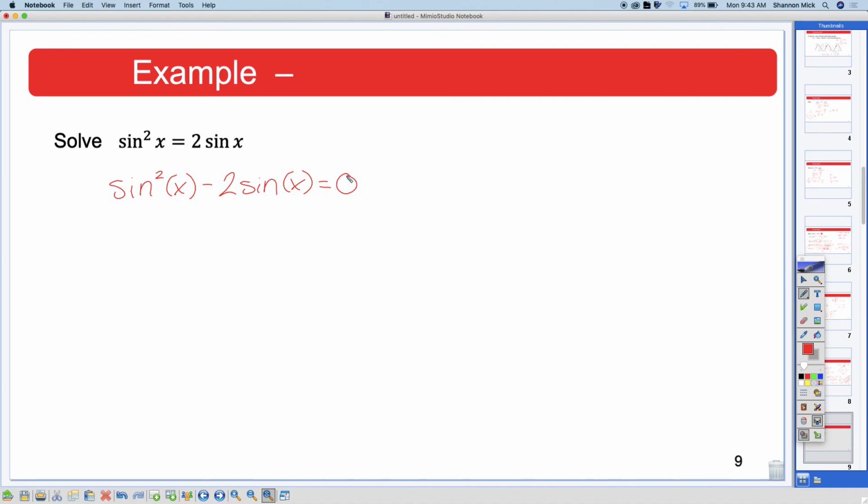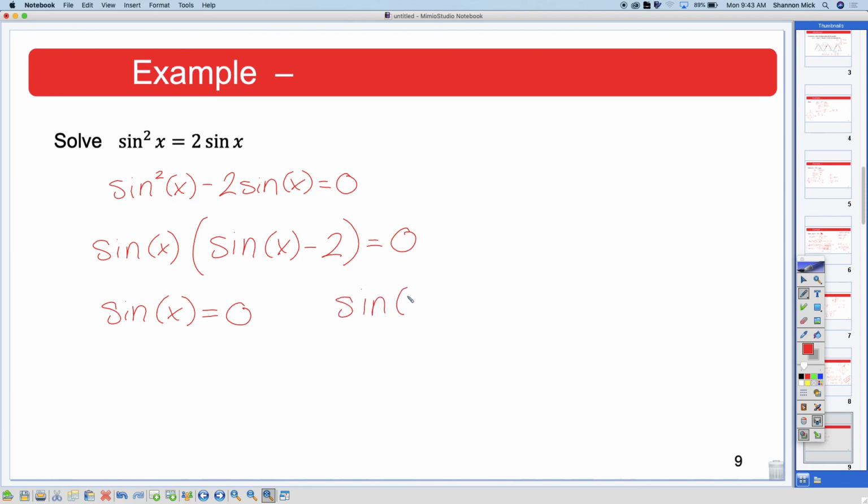You're going to use your other problems, what you've done, to help you through the next ones. So I'm going to factor out a sine of x, and I will be left with sine of x minus 2, and then set both of them equal to 0. So sine of x equals 0, and sine of x equals 2. Can I jump to that? Yeah. Right now, what's your answer over here? Not a possible solution. Why? Because it can't equal 2 without being between 1 and negative 1.